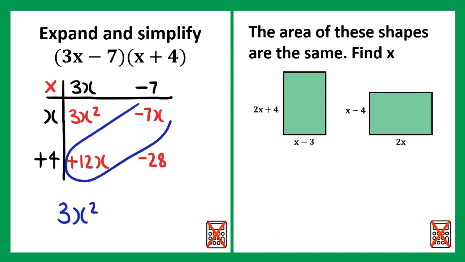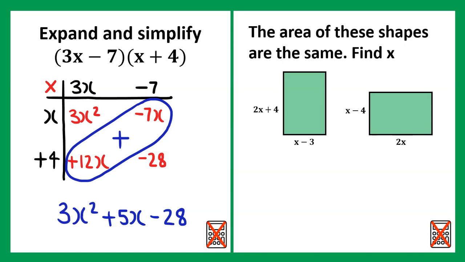Collecting like terms will leave us with 3x squared. Adding these together would be the same as 12 take away 7, which is positive 5x. And then we still have negative 28 at the end. So 3x squared plus 5x minus 28.